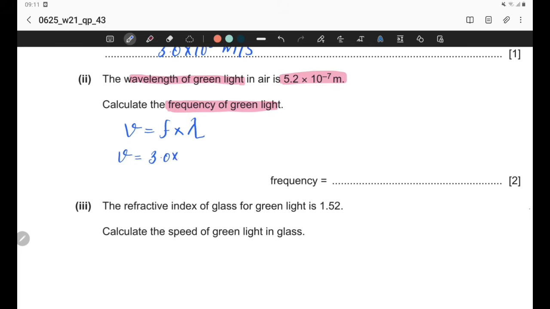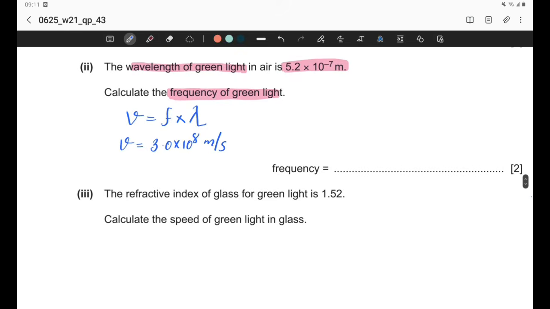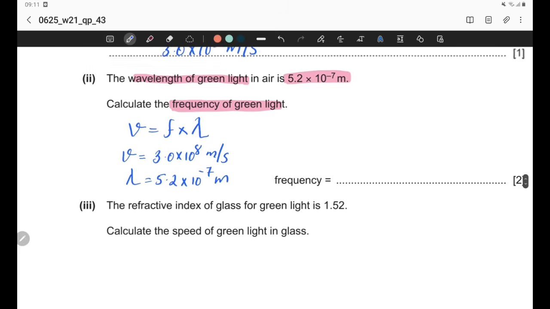is 3 times 10 to the power 8, which is not given in the question, but we should understand it is always constant in vacuum and air, that is 3 times 10 to the power 8. Wavelength is also given, that is 5.2 times 10 to the power minus 7 meter. So in order to calculate frequency, we can rearrange this equation and make frequency the subject. So we will get frequency is speed over wavelength, where speed is 3 times 10 to the power 8 over wavelength is 5.2 times 10 to the power minus 7.